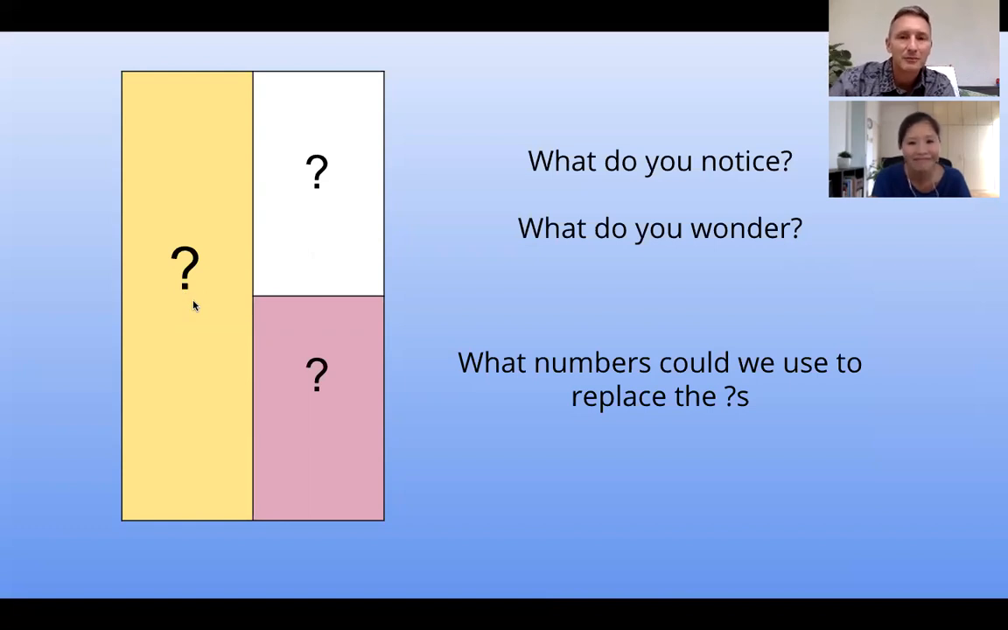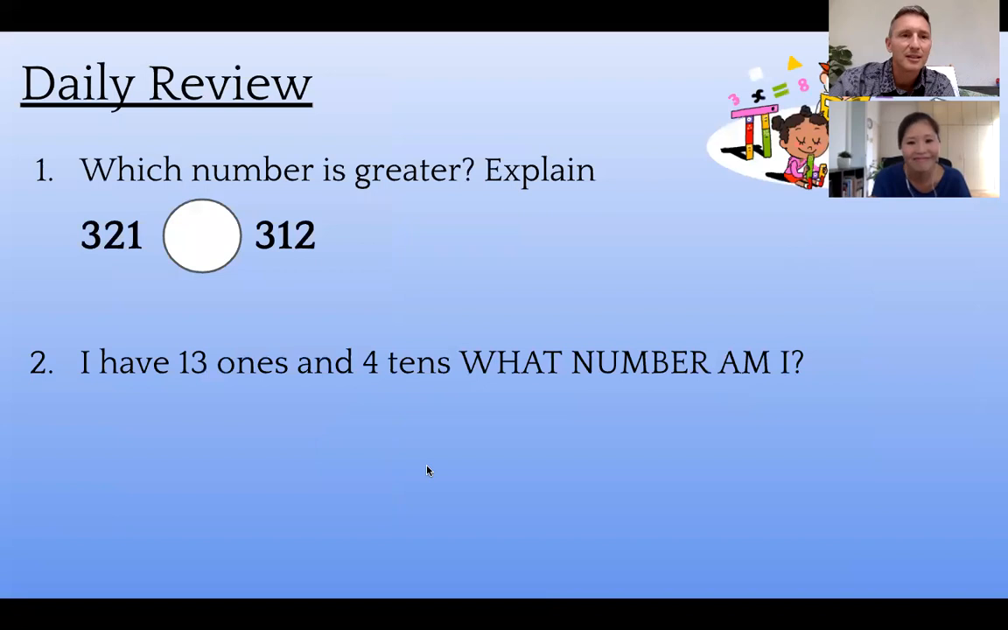So nice little warm up there for our brains, and let's continue with a little bit of daily review. So we're going to go over these 2 questions, and then we're going to ask you to pause the video and check your answers with ours as we show our thinking. So number 1 says, which number is greater? And then you're going to explain, and I'm going to explain it too. So it says 321 is less than, greater than, or equal to 312.